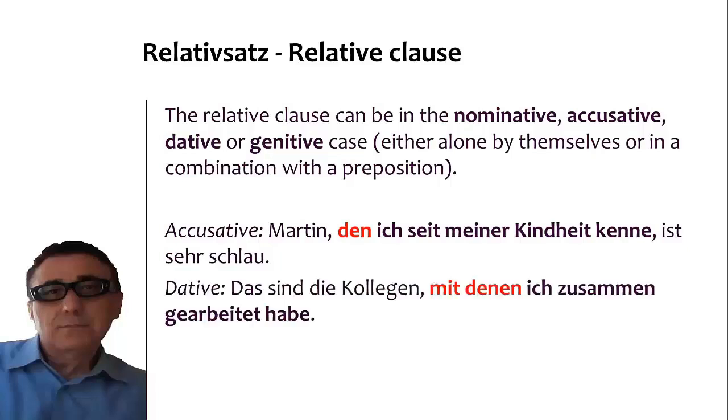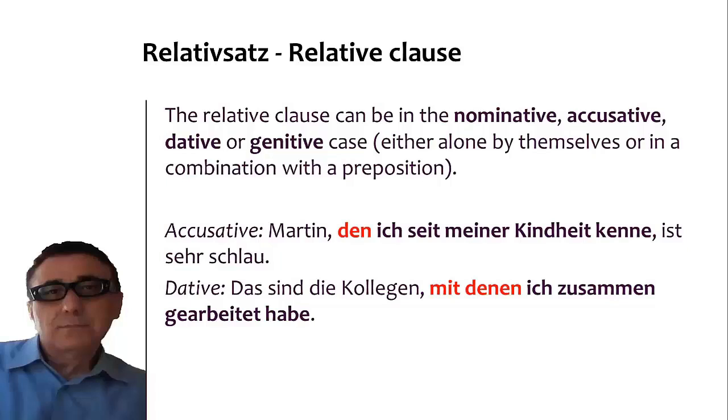Let's see an example in dative. Das sind die Kollegen, mit denen ich zusammengearbeitet habe. These are the colleagues with whom I have worked together. Die Kollegen is a plural form of colleague. Together with them, I must say mit denen as relative pronoun. And das sind die Kollegen, mit denen ich zusammengearbeitet habe, means these are the colleagues with whom I have worked together.